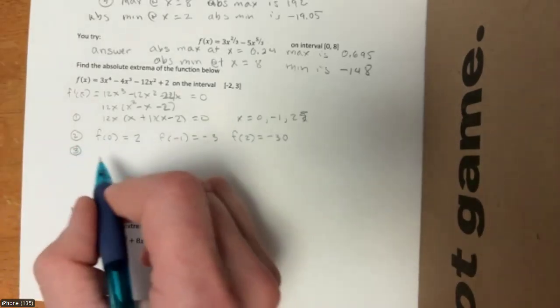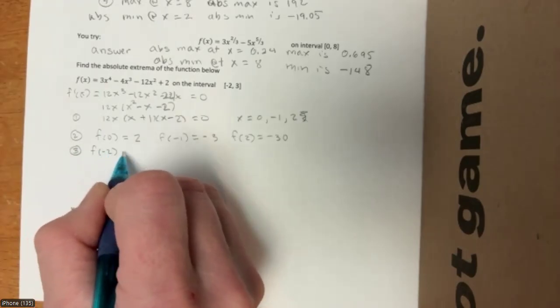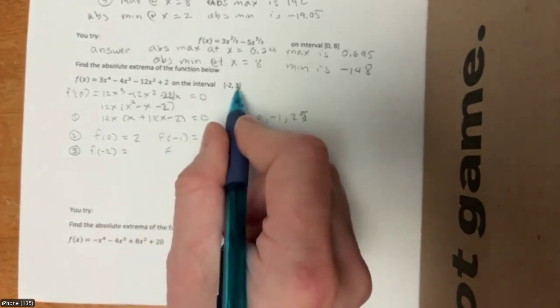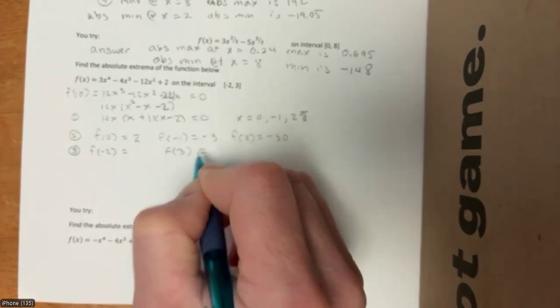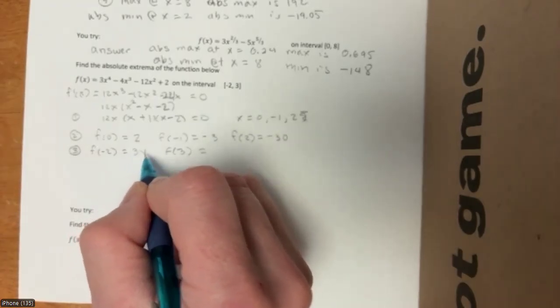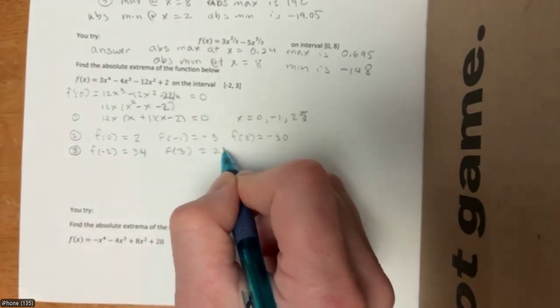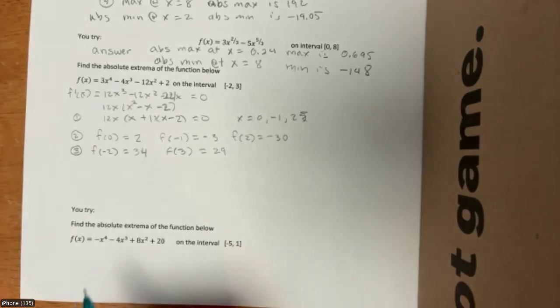Step 3 is to evaluate at the endpoints. So I need to evaluate the function at -2 and at 3. So when x is -2, the y is 34. And when f is 3, it's 29. Again, those were calculator steps.